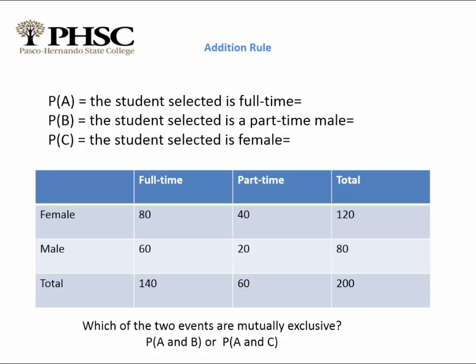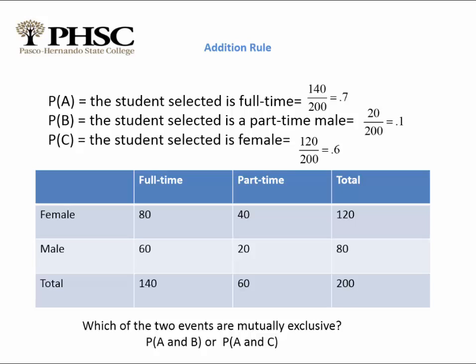As you look at these three events, think about which of these two cannot happen at the same time. The first one: there are 140 full-time students out of 200 total students, so it's 140 over 200, which is 0.7. So the probability of randomly selecting a student who is full-time is 0.7. How about the student selected as a part-time male? There are 20 part-time males, so 20 over 200, which is 0.1. The next one is the student selected as female. There are 120 female out of 200 total, so it's 0.6.